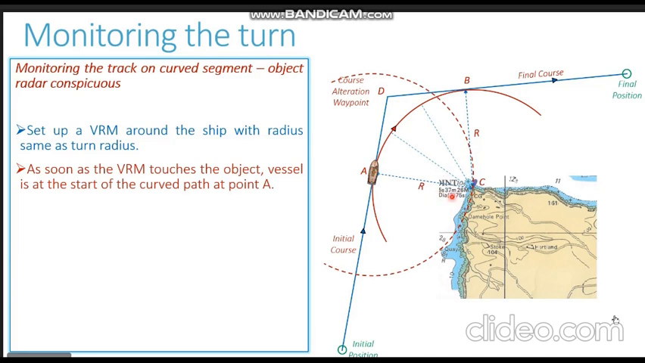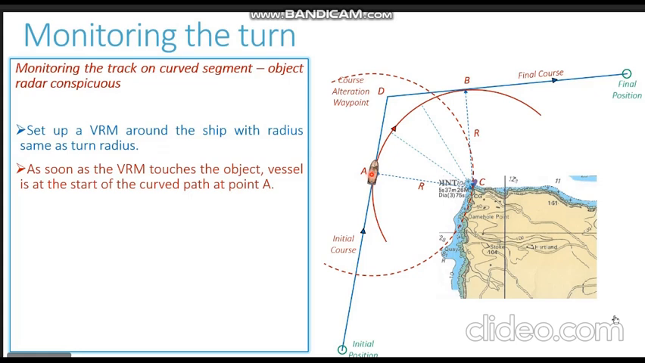Before reaching point A, the lighthouse, or the center of our turn, will be outside the VRM. As soon as the vessel touches point A, the VRM is exactly passing over the center of our turn, or over this radar conspicuous object, indicating to us that we need to start the alteration and the vessel needs to start moving on the curved path now.